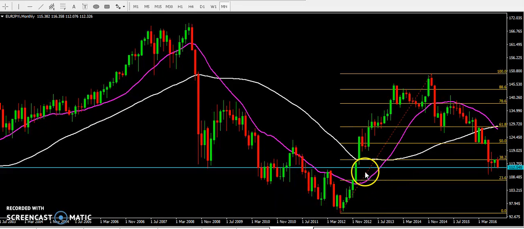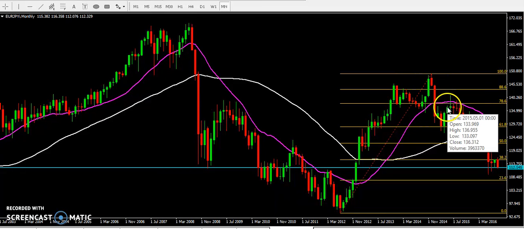So notice how it's just respecting everything. Support and resistance all over again. You just don't have to literally click your lines all over the place just to figure out where your points are.